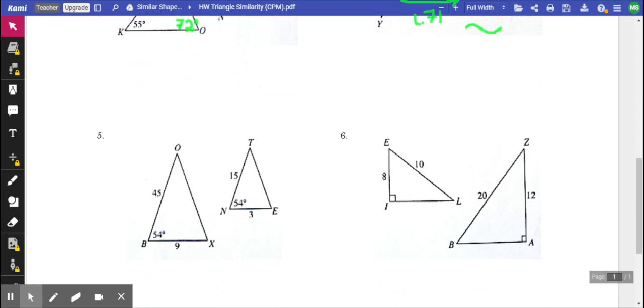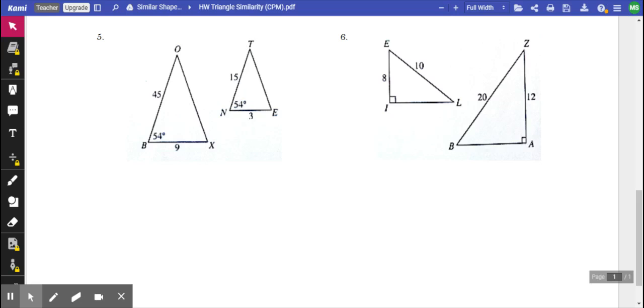Now we can move on to our last two examples. In number 5, we see we have a 54-degree angle matching up here. From 3 to 9, we have a scale factor of times 3. And from 15 to 45, we have a scale factor of times 3 as well. And so that means that these two triangles in number 5 are definitely similar to each other.